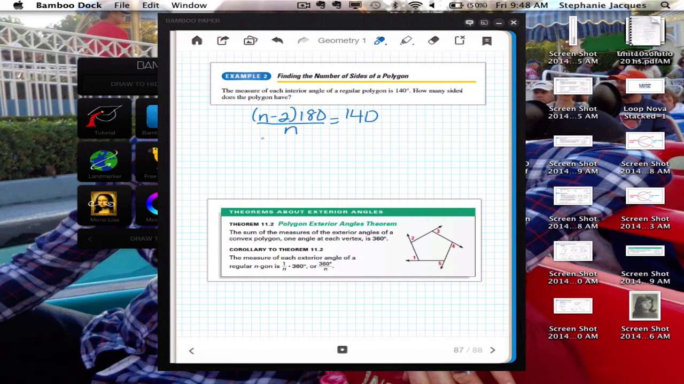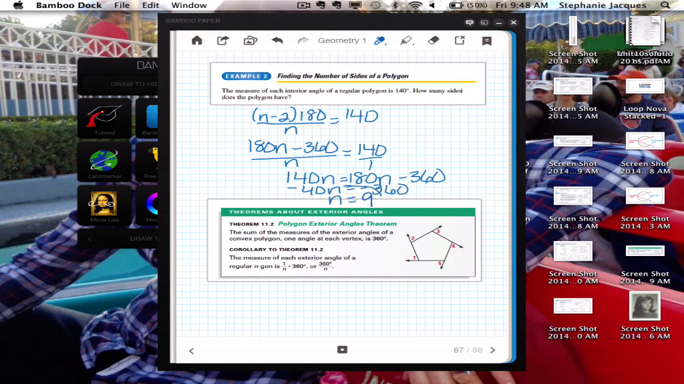Start with your top. So I have (180n minus 360) all over n equals 140. I just like making it a proportion and cross multiplying. So I get 140n equals 180n minus 360. I'm going to subtract 180n from this side, so I get negative 40n equals negative 360. When I divide by negative 40, I get 9. So it's a 9-sided polygon.